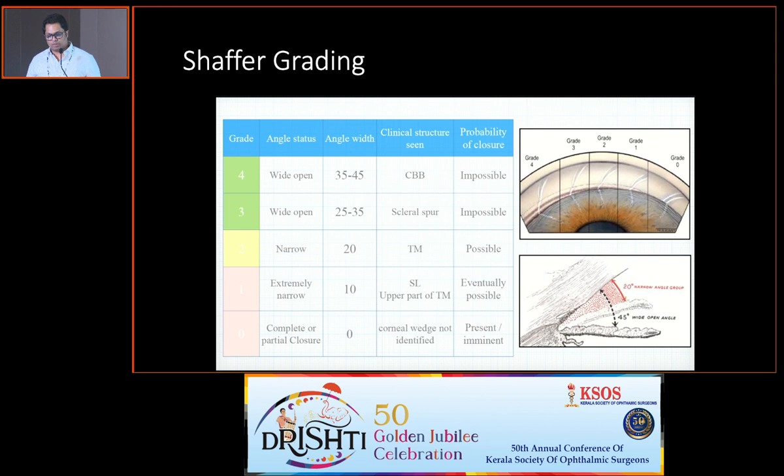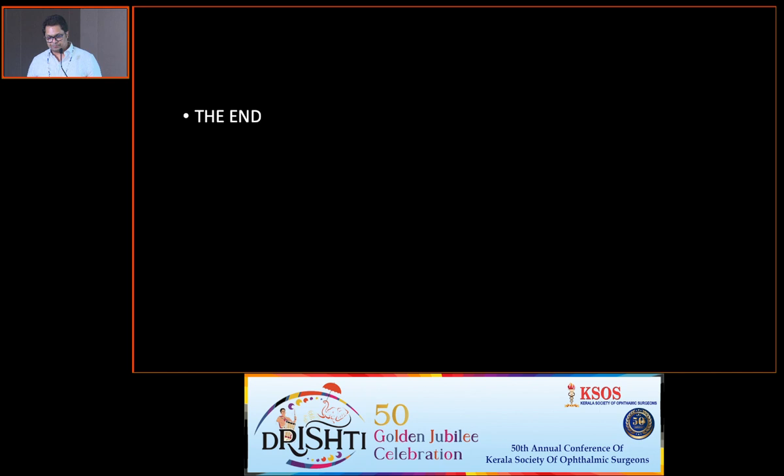It is extremely narrow if angle width is 10 degrees, and we are able to see only up to the Schwalbe's line or ATM. In these cases, the probability of closure is probable. A complete or partial closure is when there is iridopheripheral contact, angle width is zero, the corneal wedge is not identified, and probability of closure is present or imminent.